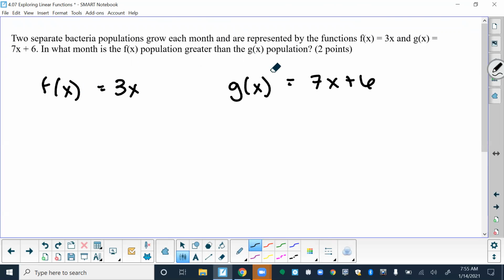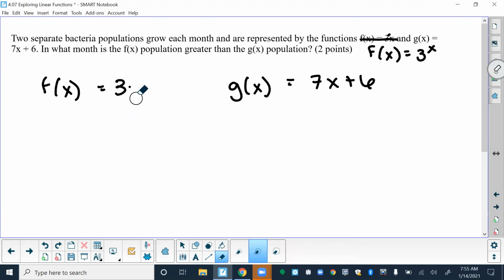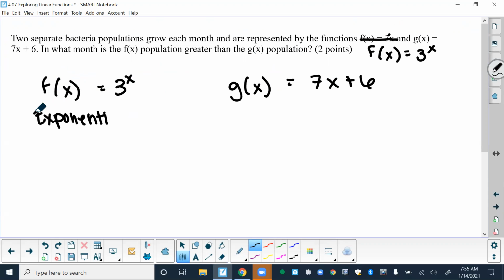So notice the difference between the 2. Also, this is actually formatted incorrectly, sorry. Whenever I just copy and paste, it doesn't include the exponent. All right, so sorry about that. So we know that the way that this is formatted, this is going to be my exponential function. And over here, because this looks like y equals mx plus b, this is going to be my linear function.